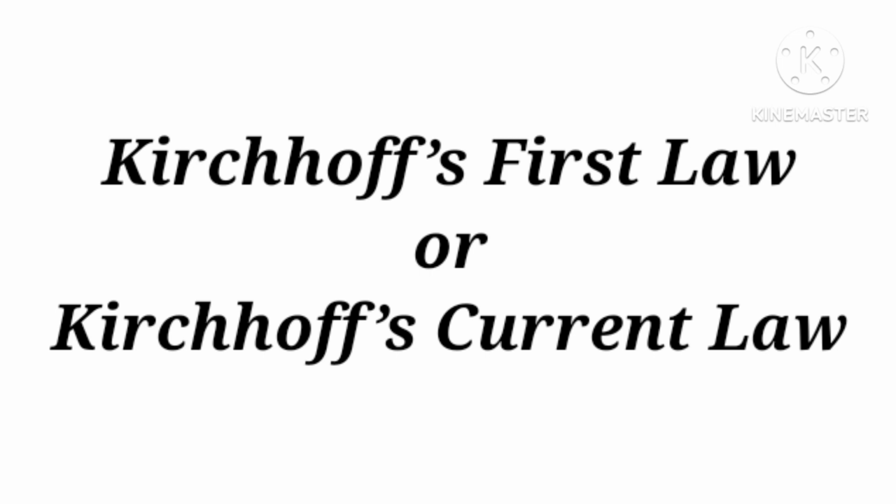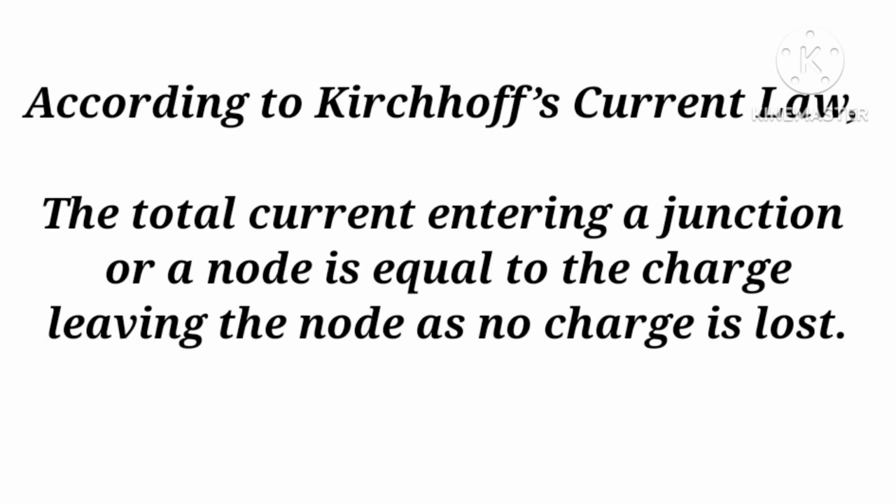It is also known as the Kirchhoff current law, or the Kirchhoff junction rule. According to Kirchhoff current law, the total current entering a junction or a node is equal to the charge leaving the node, as no charge is lost. It means the total current entering the junction is equal to the total current leaving the junction. That is, no charges are destroyed or created.